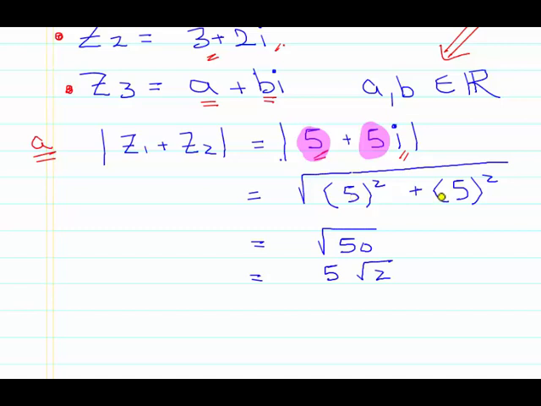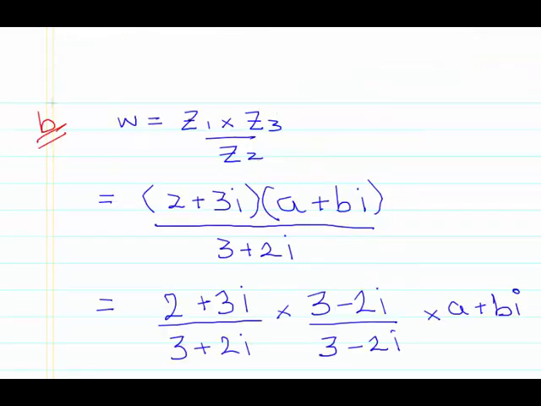So we get 5 squared plus 5 squared, that is 25 plus 25. We get the square root of those two numbers added together. So that is the square root of 50, and if you want you can break it down a little bit further to say 5 times the square root of 2. Okay, that's part A. That's straightforward enough.